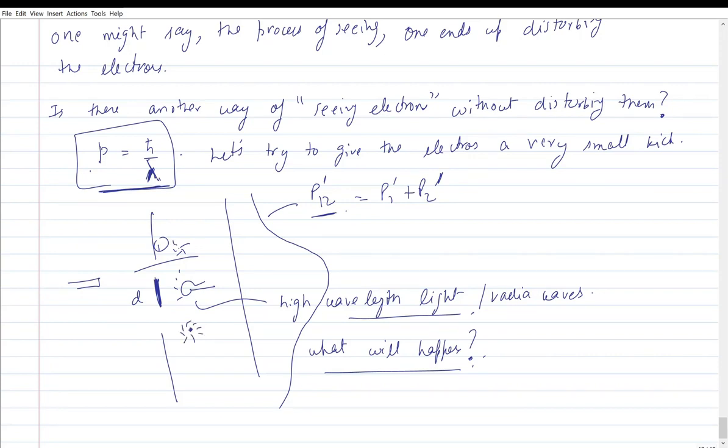Now imagine I have a switch and I am turning on the wavelength, increasing the wavelength, increasing the wavelength. There will come a time where my wavelength, this is the wave of light, the wavelength of light, that's going to become of the order of the slit width, d. So what will happen there? I'll again lose the information which slit the electron passed through.